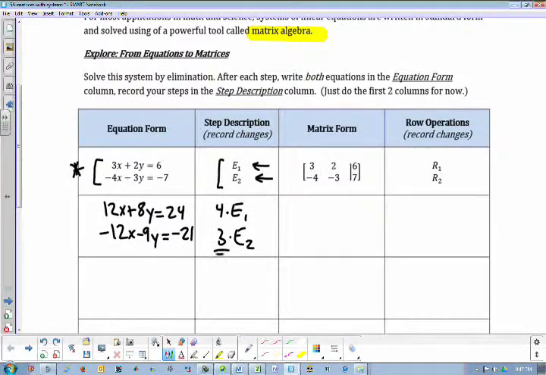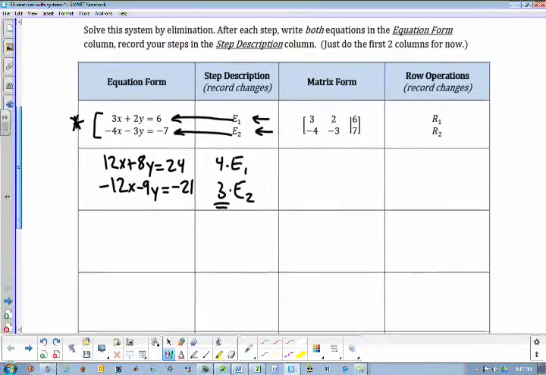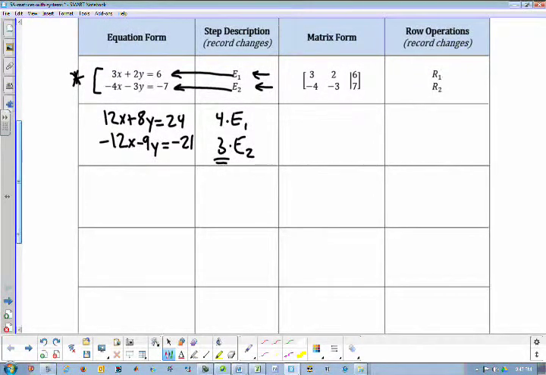Keep in mind, we're multiplying everything there by 3. So we took this E2, and we did this operation to it. Okay, again, keeping track of our operations. Now we can take those two equations and we can add them. All right, so let's say our new E1, we can think of it that way, and the new E2. Let's add those two together. Okay, and so we're going to add these.